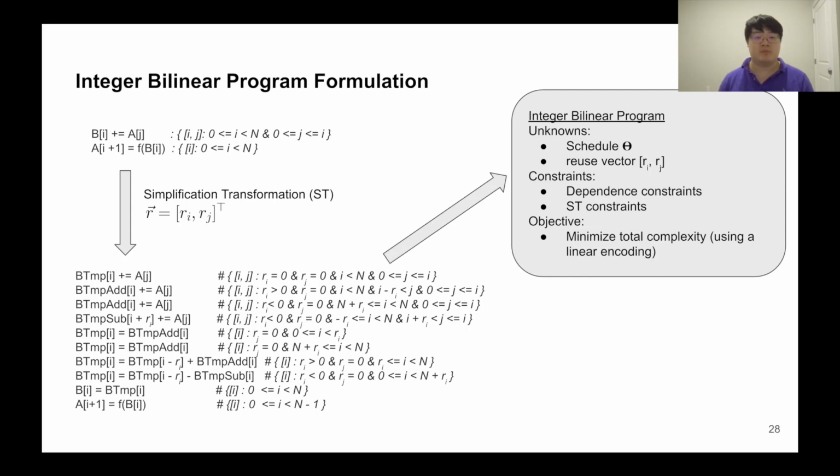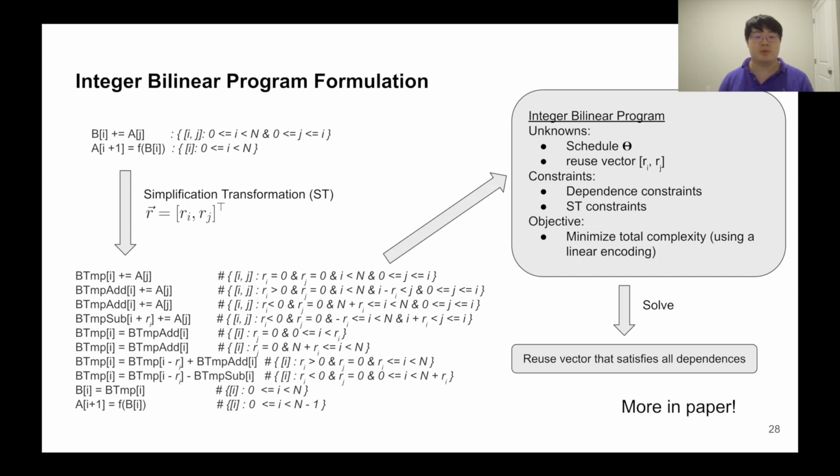The bilinear program will have all the reuse vectors and scheduler matrices as unknowns, and will constrain these unknowns to satisfy the dependence constraints as well as certain constraints of ST. Finally, we use a linear encoding to encode the complexity of the output program, and use it as the objective of the bilinear formulation. Solving this integer bilinear program will produce the desired solution to the simplifying dependent reductions problem. We refer to the paper for more details on this topic.